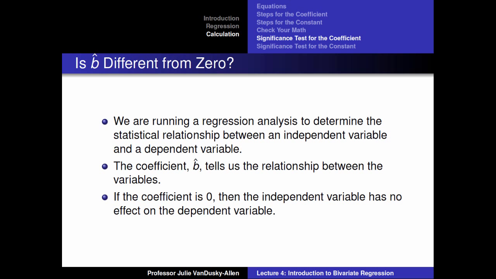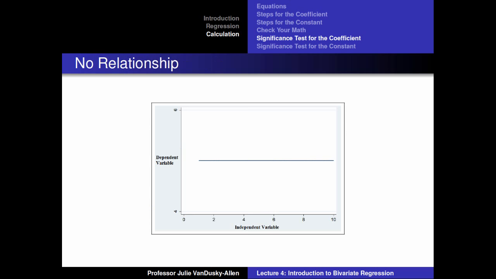Now recall from the beginning of the lecture, I told you that we use bivariate regression to determine if there's a statistical relationship between two variables. So how do we determine this relationship from the regression? The regression coefficient b hat tells us the impact that the independent variable has on the dependent variable. If the coefficient b hat is 0, that means that the independent variable has no impact on the dependent variable. A slope of 0 means that as x changes, y does not change. Or in other words, as the independent variable changes, the dependent variable does not change at all.